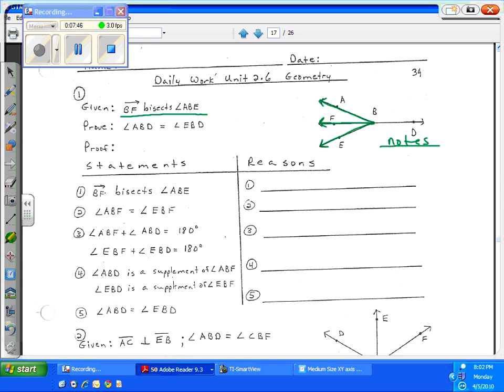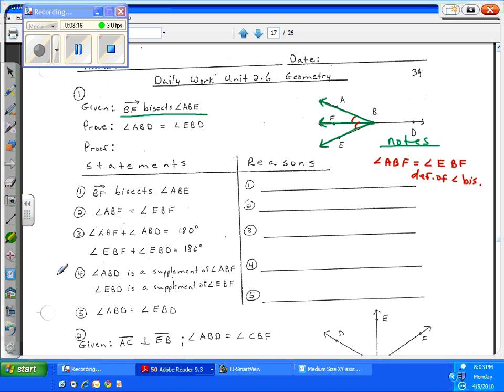Now we have to go back to the definition. An angle bisector is a ray that divides an angle into two equal adjacent angles. So what we get out of that is that angle ABF is equal to angle EBF. And we can justify that with the reason, definition of an angle bisector.